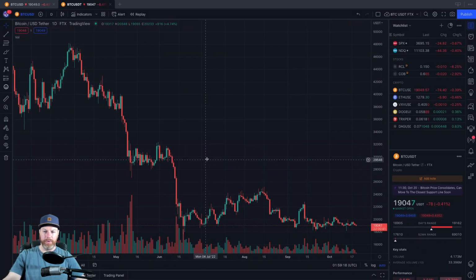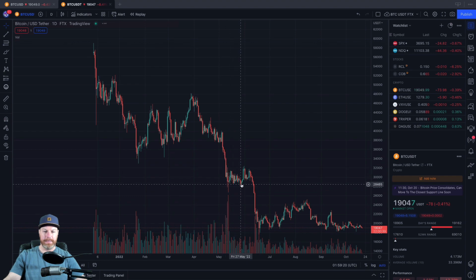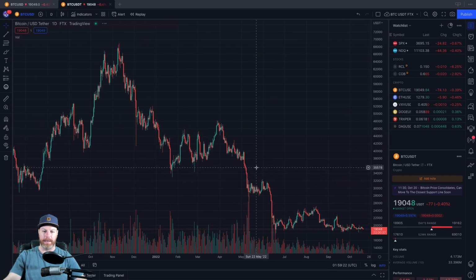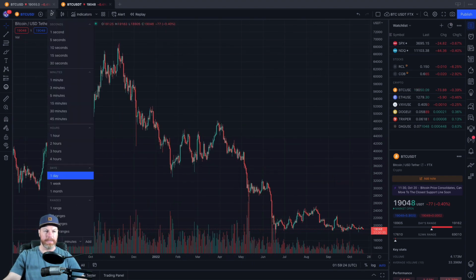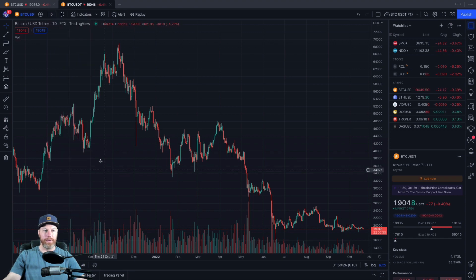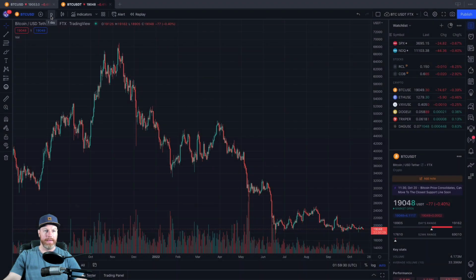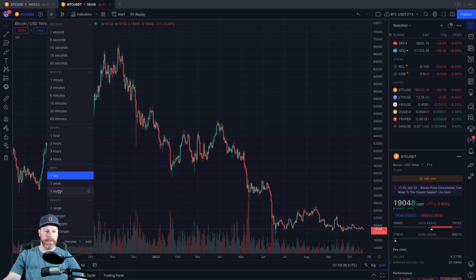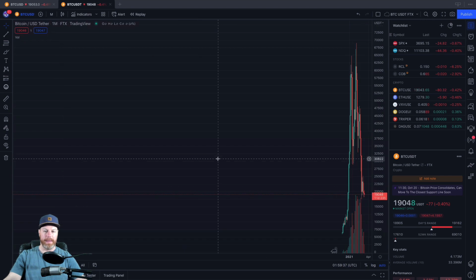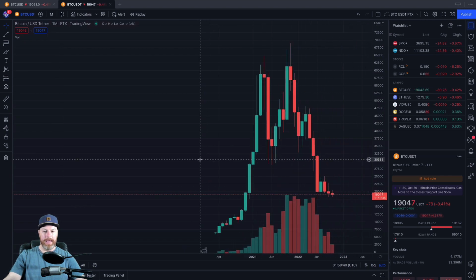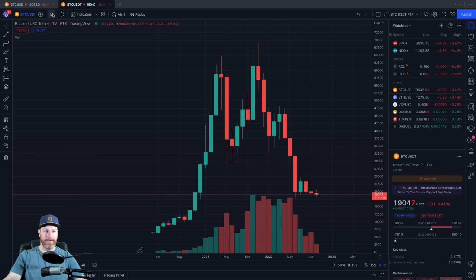One of the really important things when you are charting is the time frame that you are charting. There's a high time frame, which is the weekly and the monthly. If you go up here right next to the trading pair, we can see that this is the daily chart. The high time frames are the monthly, weekly, and daily. And then the lower time frames are anywhere from 1 minute up to 4 hours.